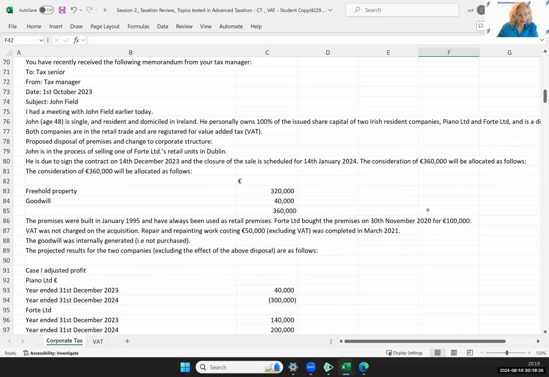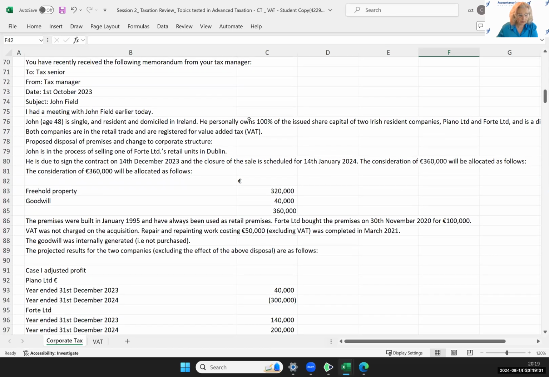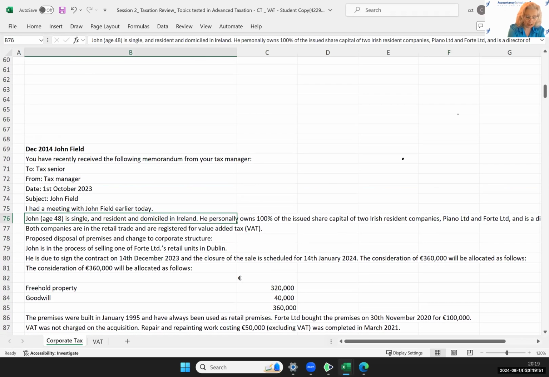Okay. So we've got John, this is from the December 2014 question. What do I need to read? So John, age 48, he's single, he owns 100% personally of the issued share capital of two companies, Piano and Forte. Now, if we were to draw a picture of that, here's John, and John owns these two companies. There's Piano and there's Forte.